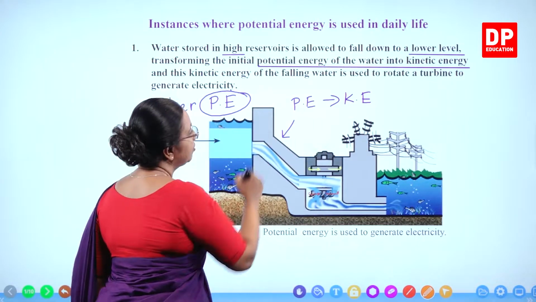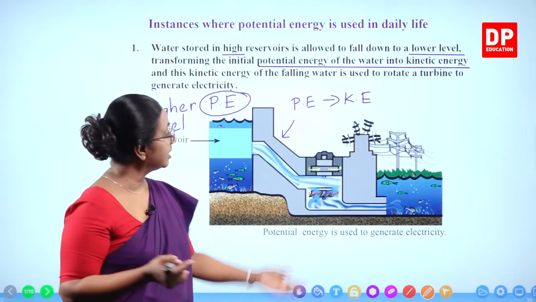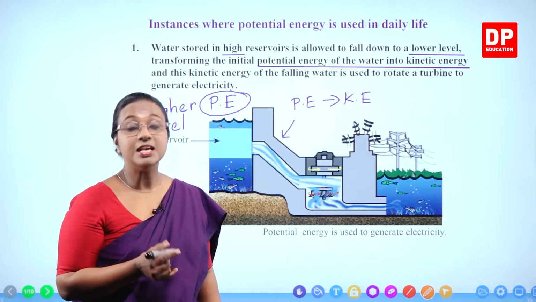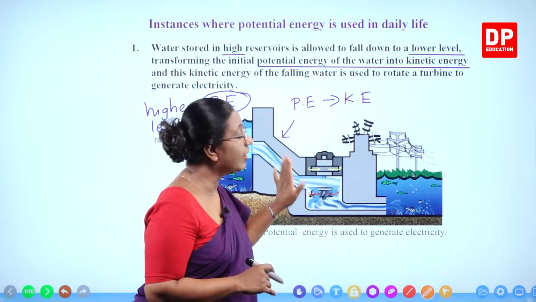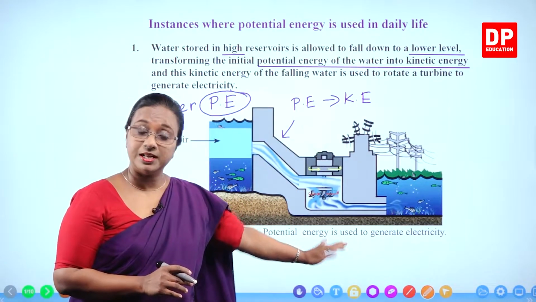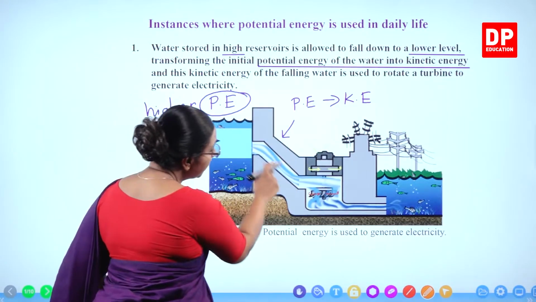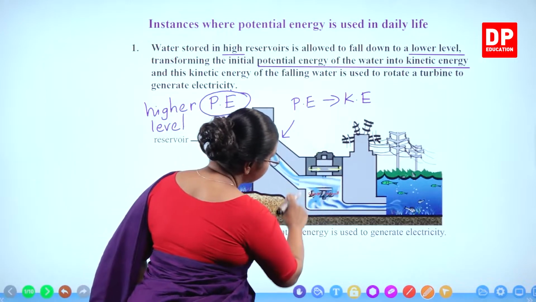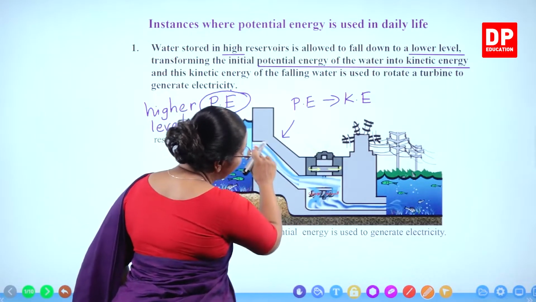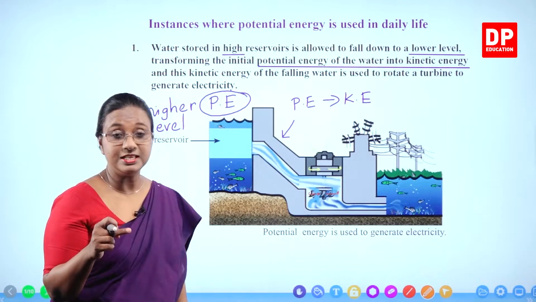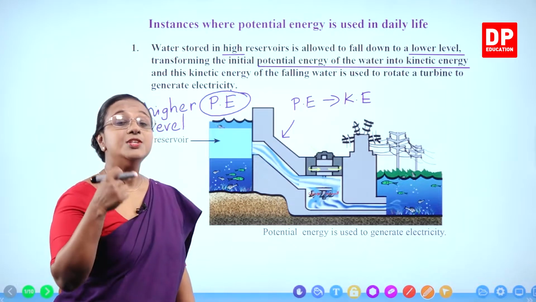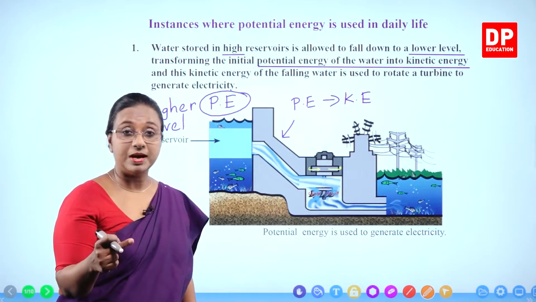Students, here I am using PE for potential energy, KE for kinetic energy. That is not the normal symbol that we use. This is just for you all to understand. I will give you all the explanation below. Then what happens here? You can see the turbine there. When the water falls down with a high kinetic energy, that energy is used to rotate the turbine.